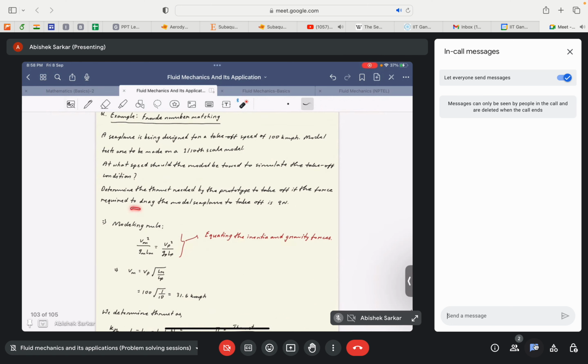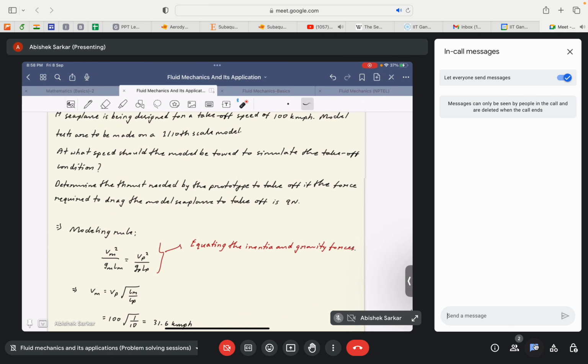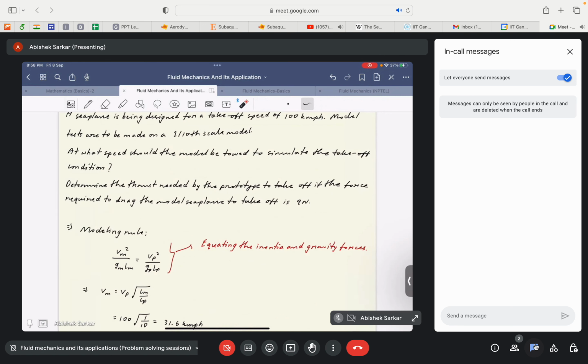Then we can just discuss the second part from the notes, or you can just look at the lectures again. So similar to the problems that we dealt with previously, here we are again dealing with a prototype and a model. Since the only thing that is changing is the length scale, we are asked that if there is a 1/10 change in the length scale, then what should be the corresponding change in the velocity, so that we could simulate similar conditions that may exist while the plane takes off.